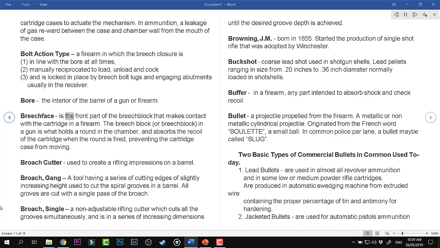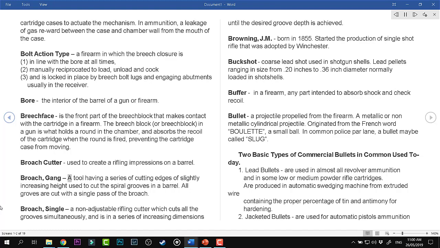Breech face, the front part of the breech block that makes contact with the cartridge in a firearm. The breech block in a gun is what holds a round in the chamber, and absorbs the recoil of the cartridge when the round is fired, preventing the cartridge case from moving. Broach cutter, used to create rifling impressions on a barrel.